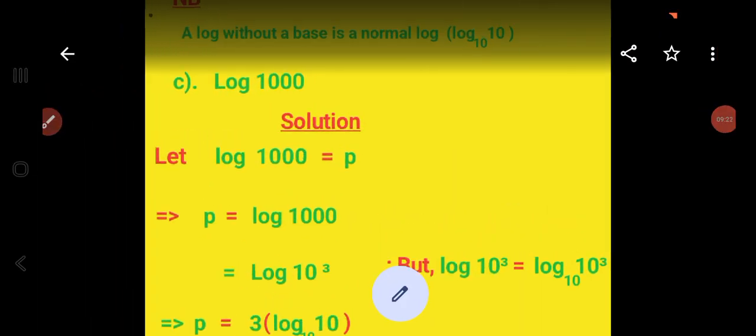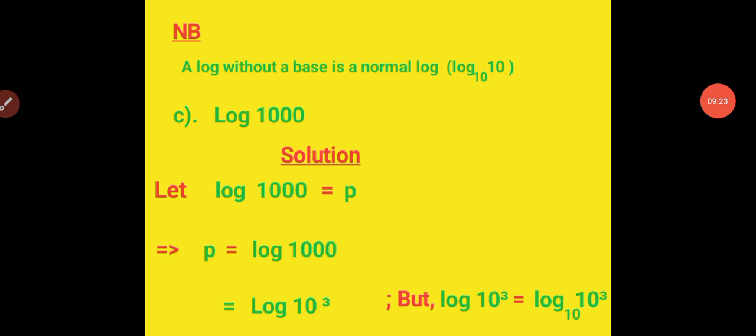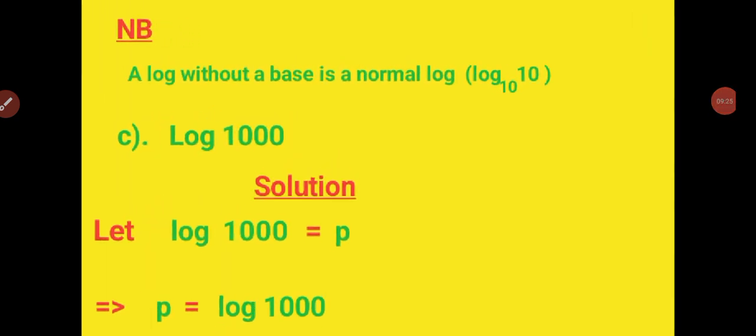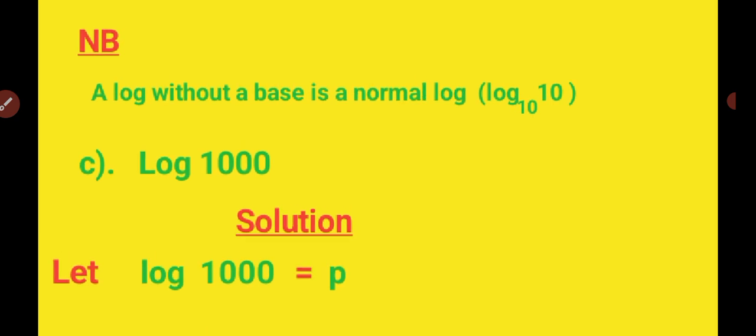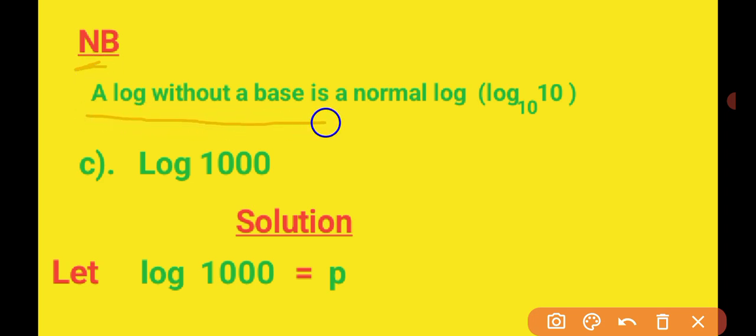And let us go to part C. In our part C, we can begin with the NB here to remind us. The NB is saying a log without a base is a normal log. And when we say normal log, it means it is log 10. It is log to base 10. The base must be 10.